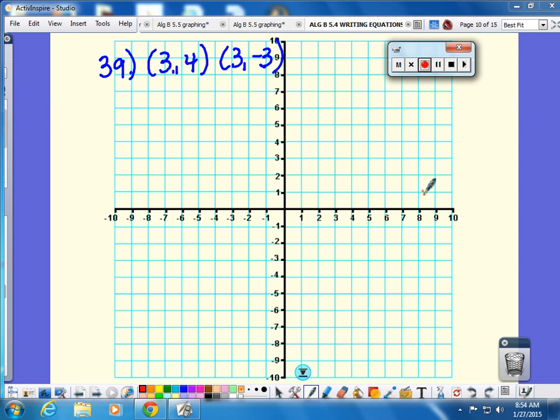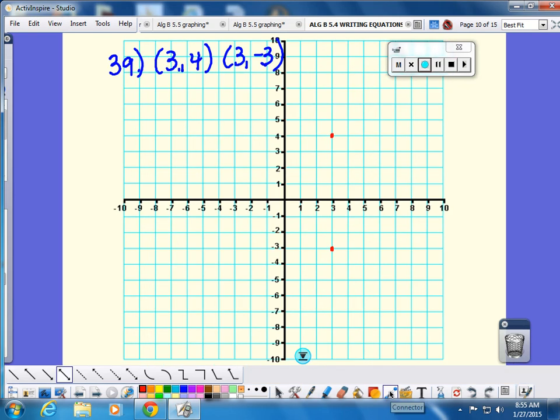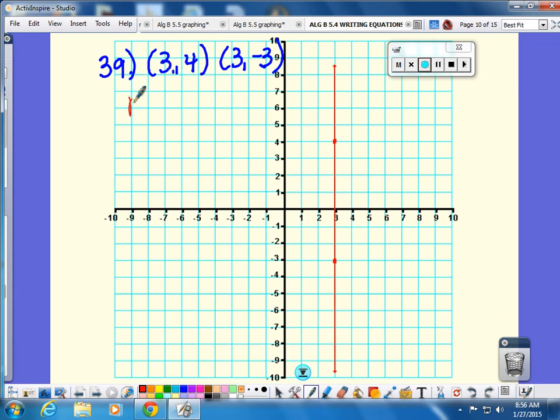With these 2 points, graph and then write the equation. It's just a vertical line. Yes, it is. That's true. We've got (3, 4) and (3, negative 3). So people that found the slope instead of graphing it know that you can't have 0 in the denominator, so it has no slope.